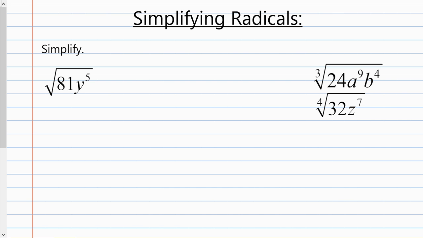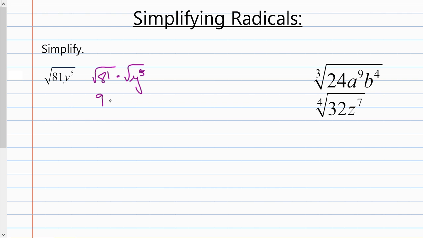So let's start with the square root of 81y to the 5th. I would like to break this down into the square root of 81 and the square root of y to the 5th. So we will write it out that way. This is the square root of 81 times the square root of y to the 5th. You may know the square root of 81 at this point. I'm sure many of you do. That one can just be 9.